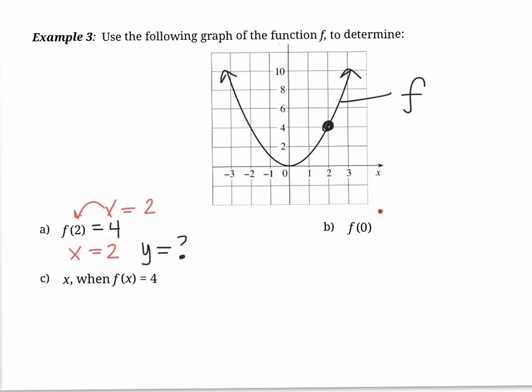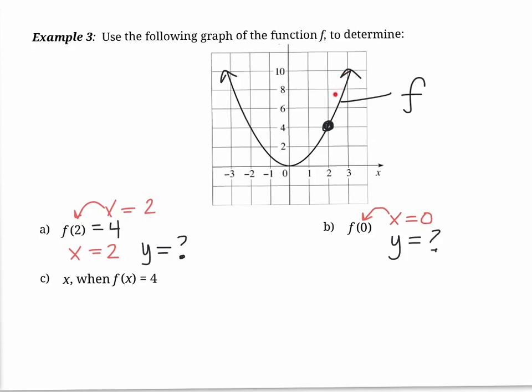Try f at 0 on your own. Go for it. Pause the video, and come back if you think you've got it. Okay, let's take this up. What does f at 0 mean? If we're given f at 0, it means that x is equal to 0, and we're trying to find the value of the function at x equal to 0, so we're looking for y.